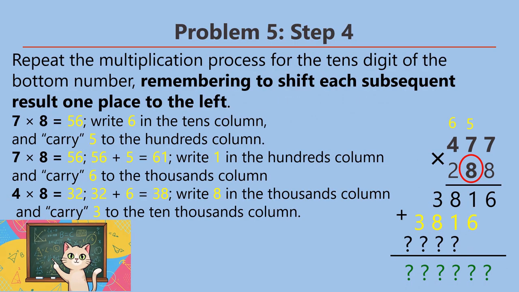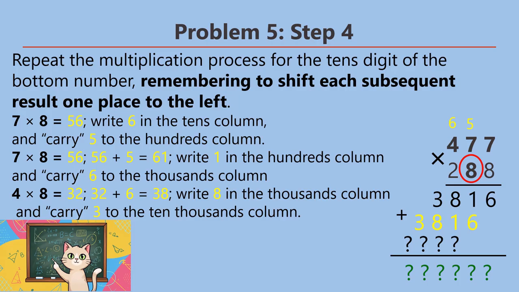Step 4. Repeat the multiplication process for the tens digit of the bottom number, remembering to shift each subsequent result one place to the left. 7 times 8 is equal to 56, write 6 in the tens column, and carry 5 to the hundreds column.